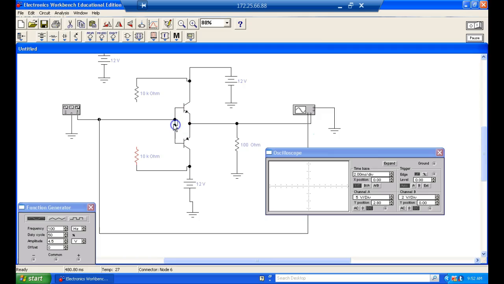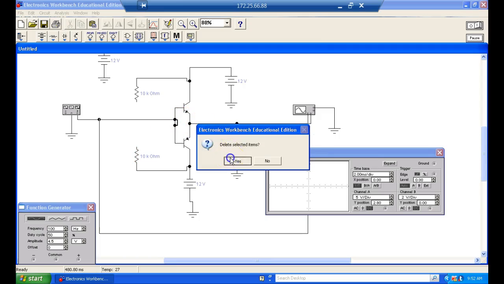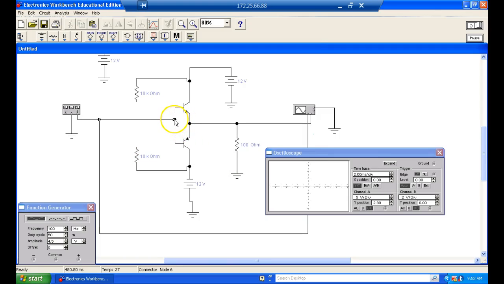So what did we do on our other class B to keep it from distorting? I don't know how to do that. I'm trying to move it.